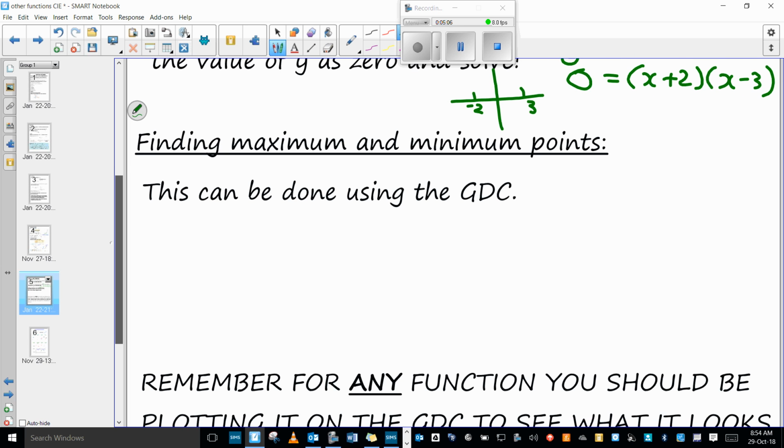Finding maximum and minimum points. This can be done using the calculator. Okay, so let's have a little bit of a pause.